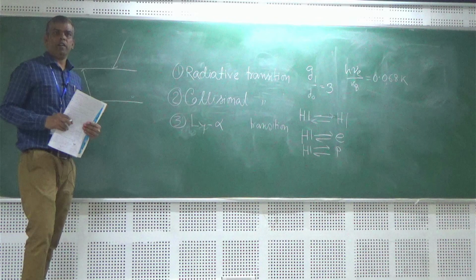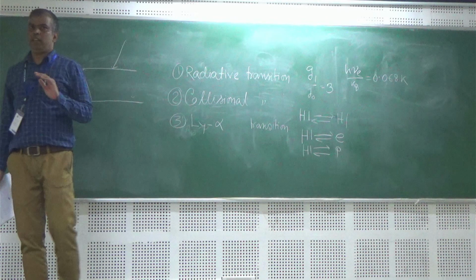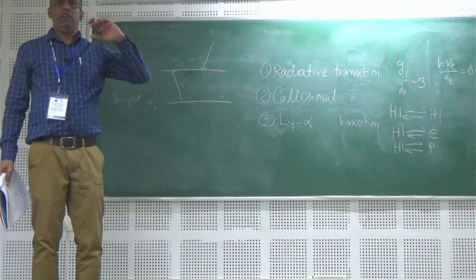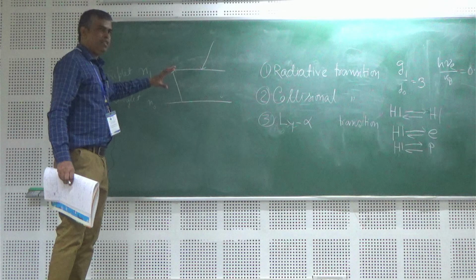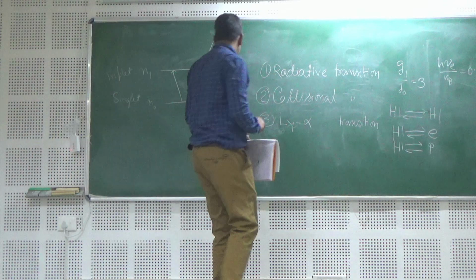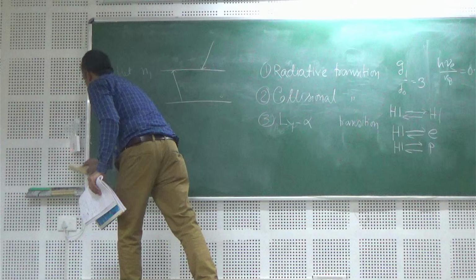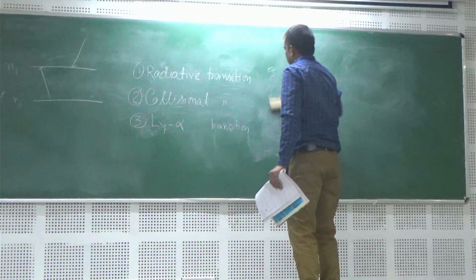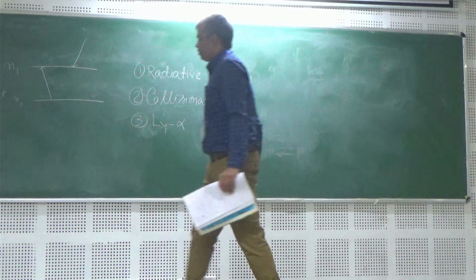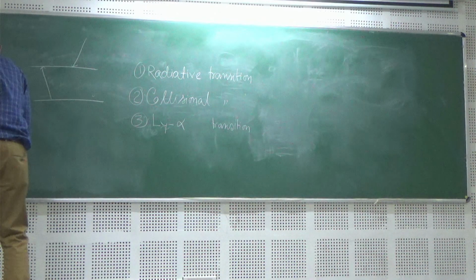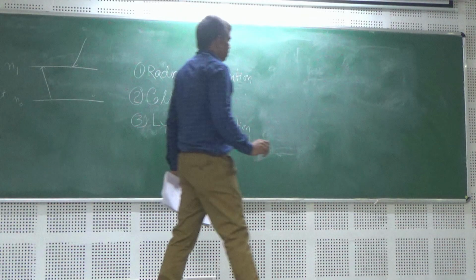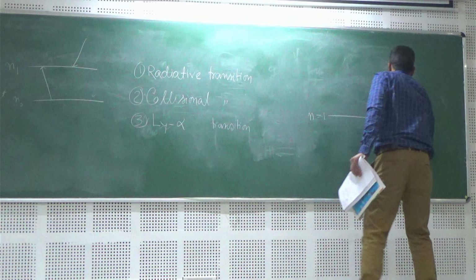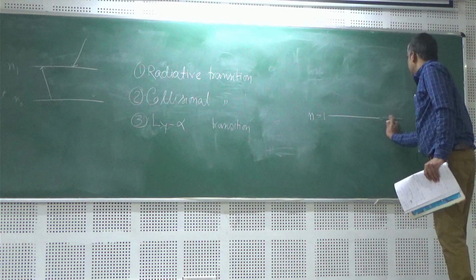Now you may wonder how come Lyman alpha, which actually excites an atom from n equal to 1 to n equal to 2, actually helps to change the spin state. So I'll show you one diagram and then you will know how it's possible. So this is, let's say, the n equal to 1 state, and you have two hyperfine states.